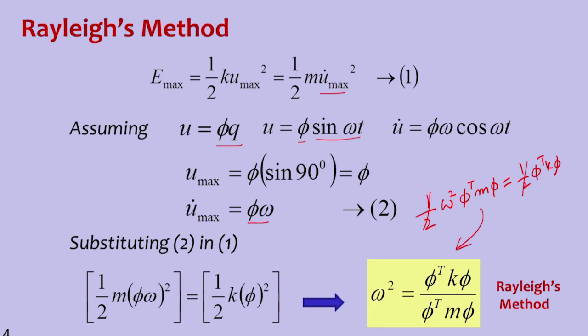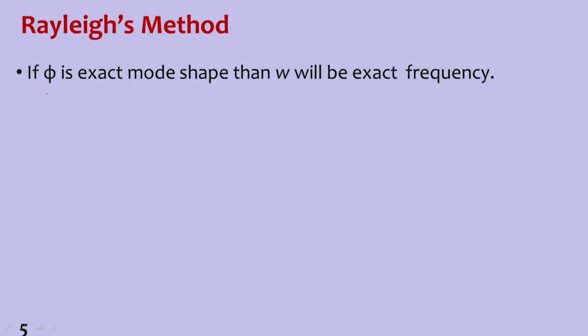Instead of phi, if we use the second mode shape, then we get the second fundamental natural frequency. So let us discuss what are the properties involved in that. If phi is the exact mode shape, then omega will be the exact frequency.